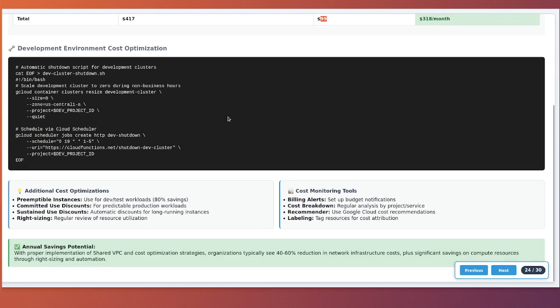Implement automatic shutdown policies for non-production environments. Development clusters can be shut down during nights and weekends, staging environments during non-testing periods. Use Google Cloud's cost management tools to track spending across projects. Set up billing alerts and regularly review cost breakdowns to identify optimization opportunities.